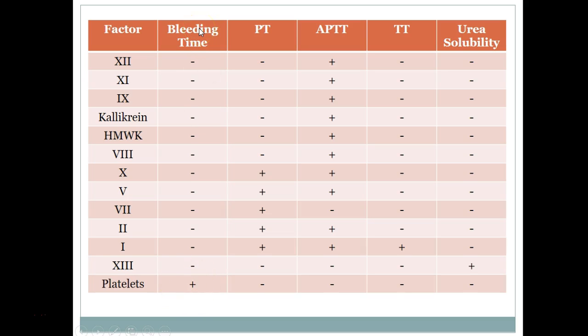So bleeding time is a test kind of done on the forearm to see how long it takes for those platelets to form a clot. PT, which is prothrombin time, probably one of the most commonly ordered tests in coag, is going to test your extrinsic pathway, which is consisting of 7, 10, 5, 2, 1. I always like to say it in the order they occur.